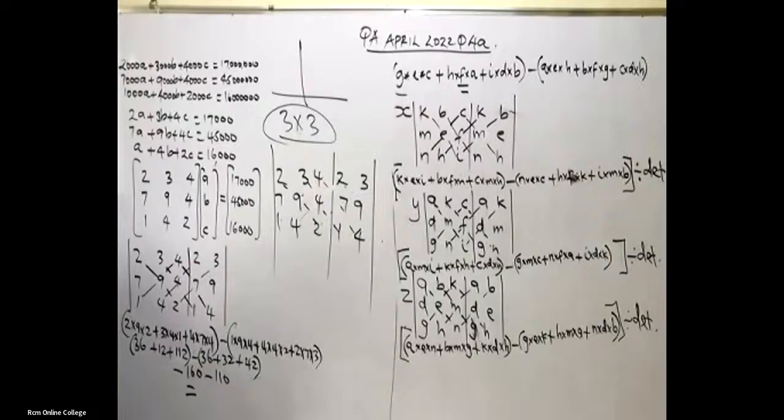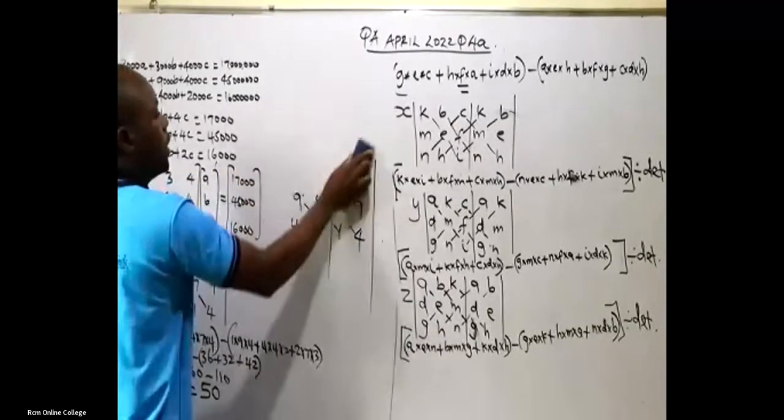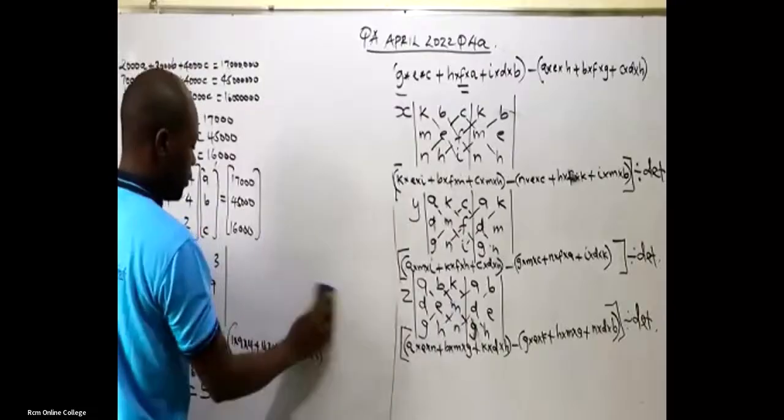Does it make sense now to somebody? Thank you. So, do we agree that the answer is 50? Do we all agree that the determinant is 50? Yes or no? Yes, thank you. Good. So I'll just do away with this section here.